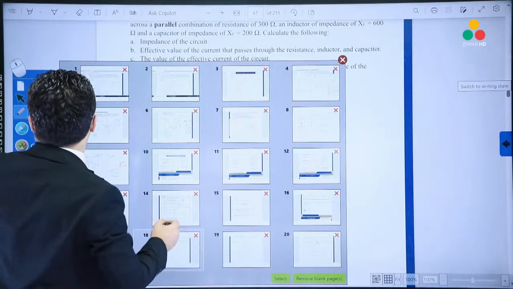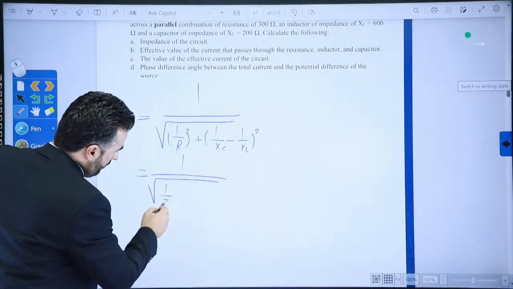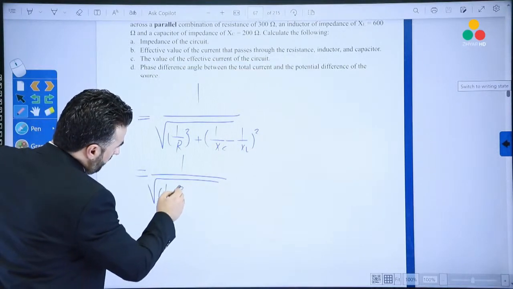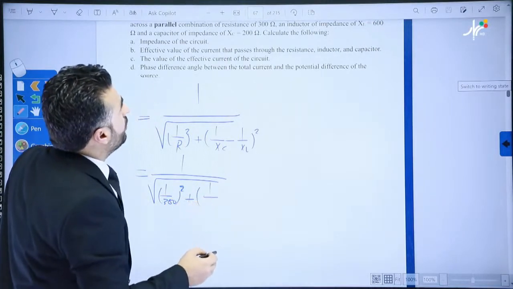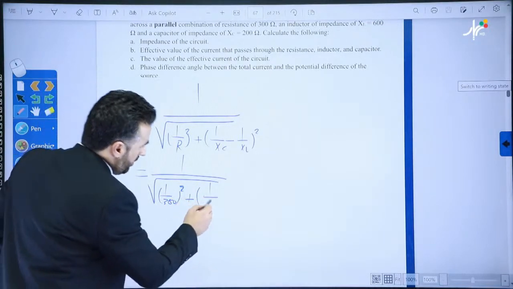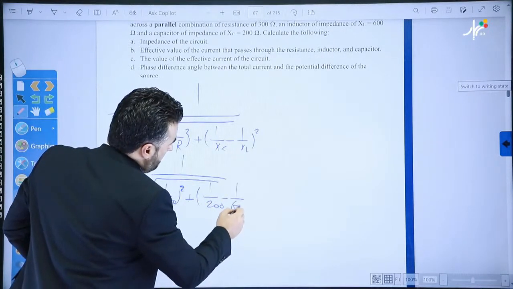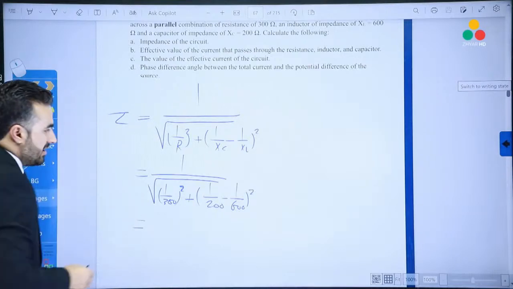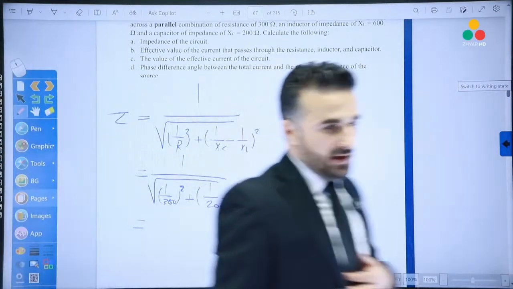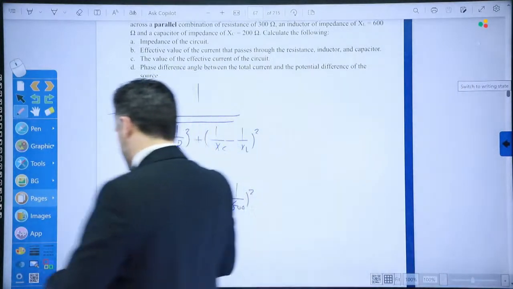So let's say 1 over the square root of 1 over R squared. What is the R? The R that I have is 300, so 1 over 300, the whole thing squared. And then plus 1 over XC. What is XC here? XC is 200. And then minus 1 over XL, which is 600. And then the whole thing squared. Now do the math and tell me what is Z, or the total impedance. Let's get the calculator back and then find this resultant here.